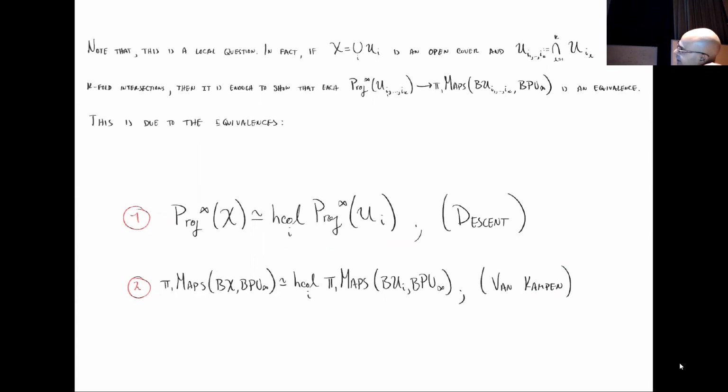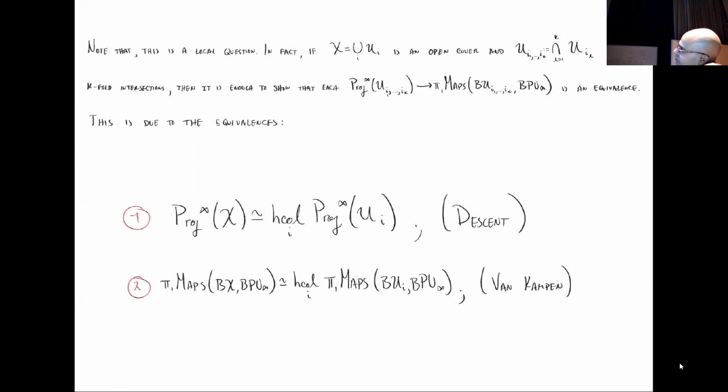Okay, so if we prove that these functors are equivalences for each k-fold intersection, then this will show that the whole functor is in fact an equivalence. However, in the case when X is an orbifold, we can do better.